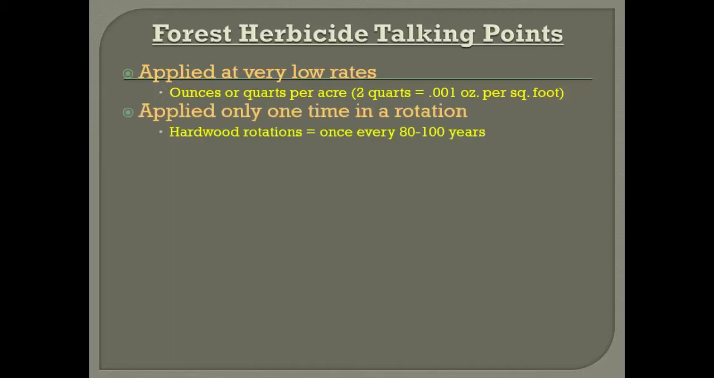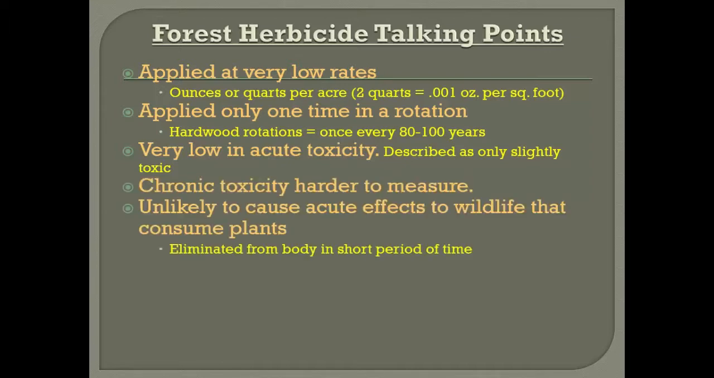We talked about that. Many times only one time in the rotation of a forest. Now with the more impact of invasive species, I think there have actually been maybe more entries into stands than perhaps there were in the past. But the point is, it's relatively infrequent. They're very low in acute toxicity, which we talked about, the LD50 being extremely high, which is good. The lower the number, the more toxic it is. And chronic toxicity is harder to measure, but there's really no indication that these have chronic problems, for the reasons that we talked about.